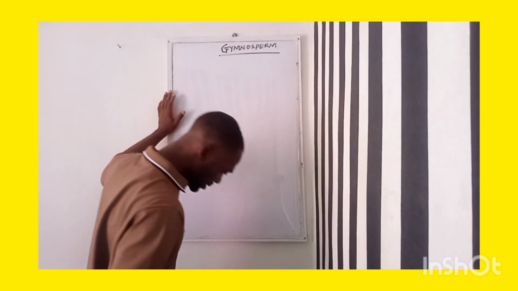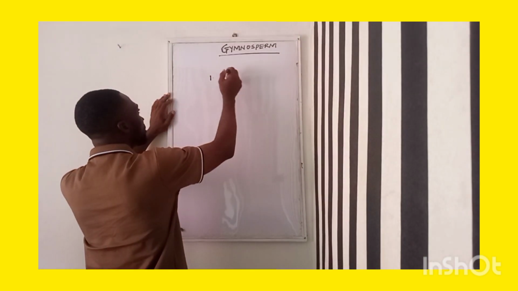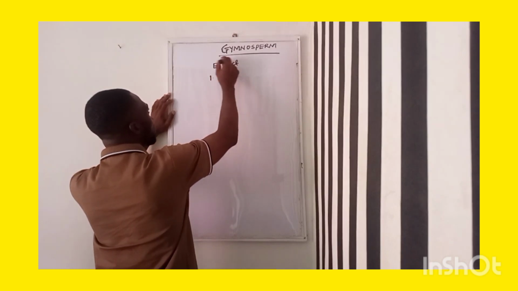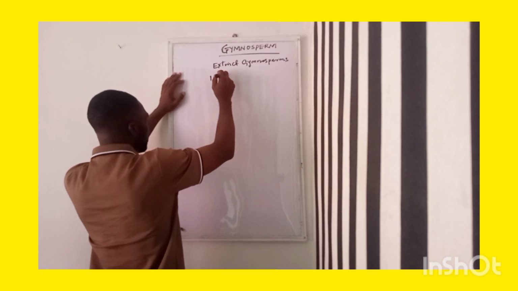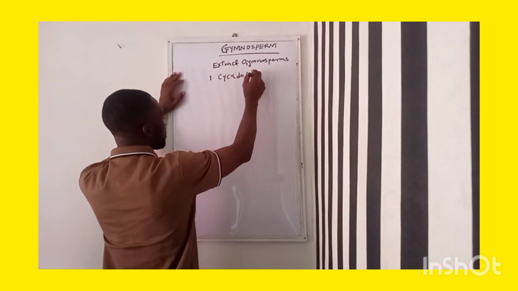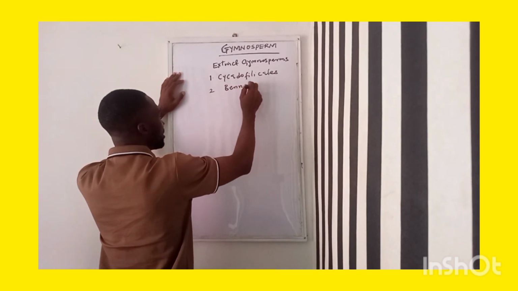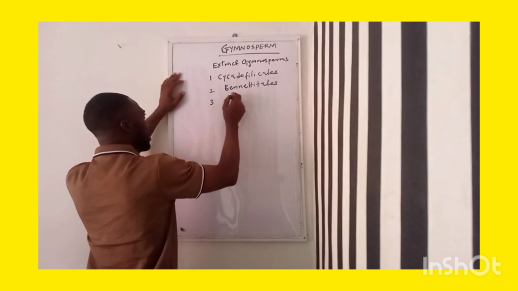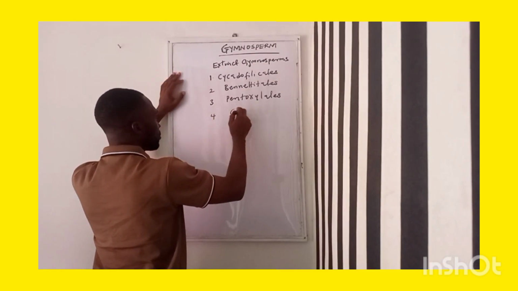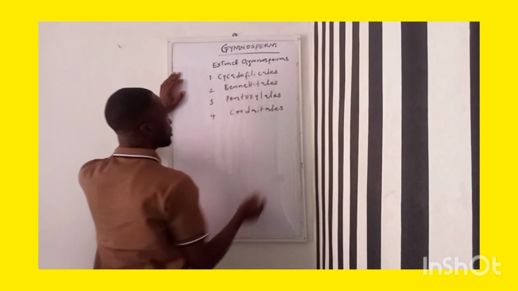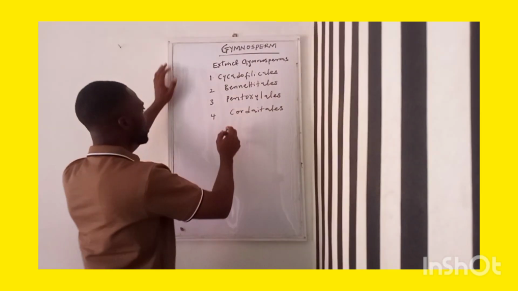So let's go on. Let's start with the first class I've mentioned, Cycadopsida. So let's list extinct gymnosperms. The first one is Cycadofilicales. Then we have Bennettitales. We have Pentoxylales. Then we have Cordaitales. So these ones are known as what? The extinct gymnosperms.